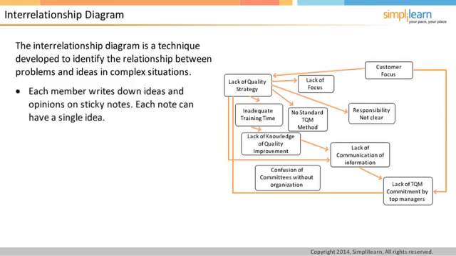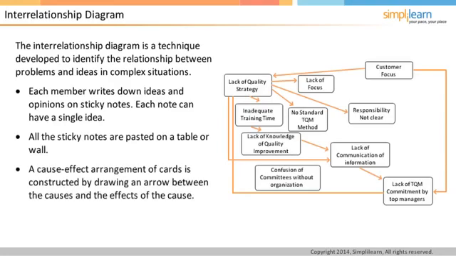Each note contains only one idea. All the sticky notes are put on a table for a random display. In the next step, the causes or areas of concern are identified, and a cause-effect arrangement of cards is constructed by drawing an arrow between the causes and effects of the cause. This is done until all the ideas on the sticky notes are accounted for and made a part of the interrelationship diagram. Take a large sheet of paper and replicate the cause-effect arrangement on it.